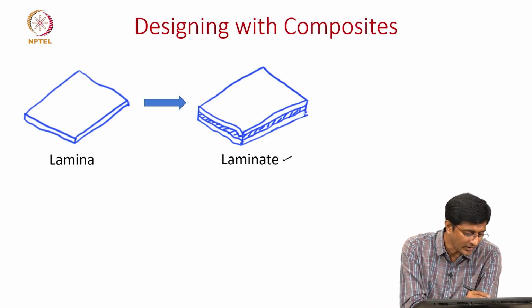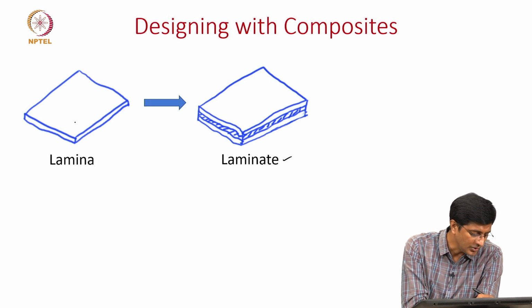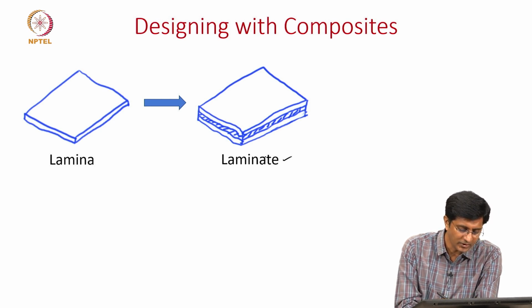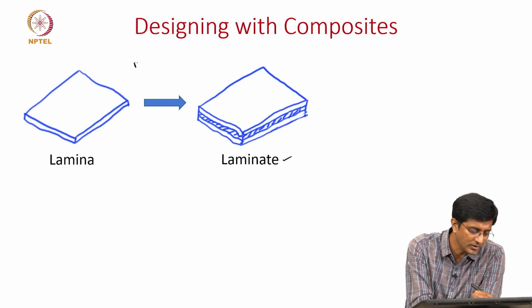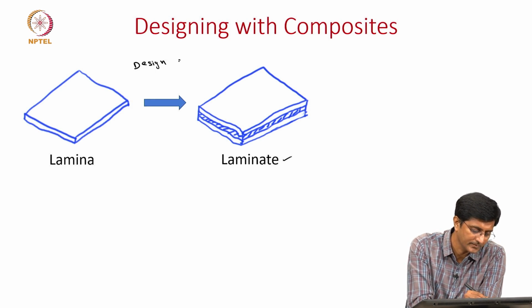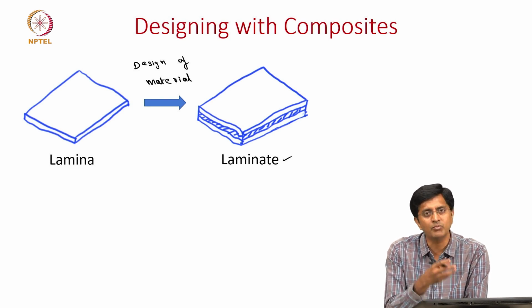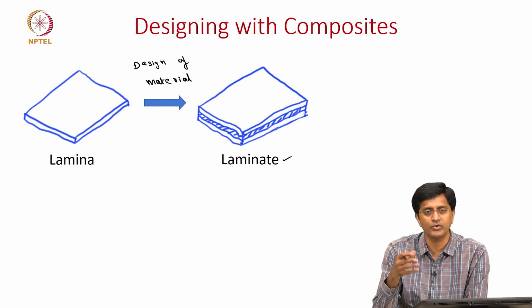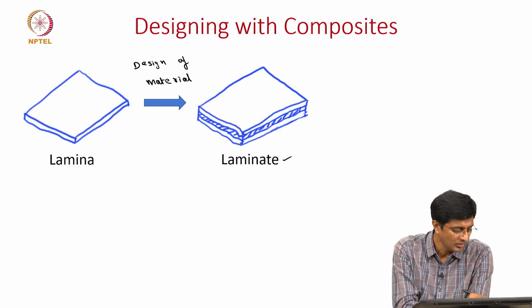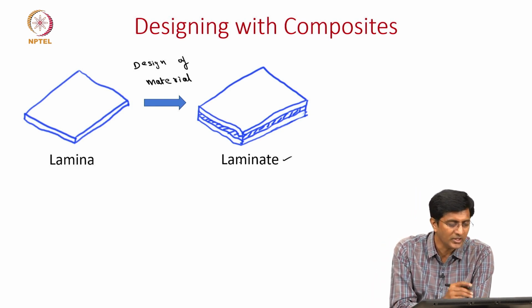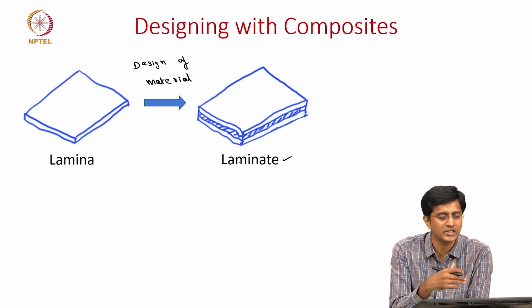But what I am trying to make clear now is that this process of going from the lamina to the laminate is still what we call the design of material. The laminate is not the structure, because this is again the building block before we go to the final structure. So going from the lamina to the laminate, we are still in the process of designing the material.